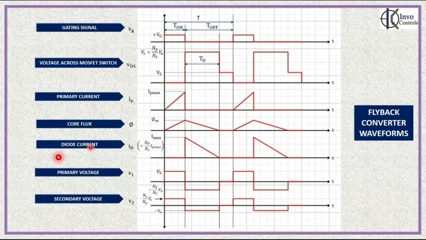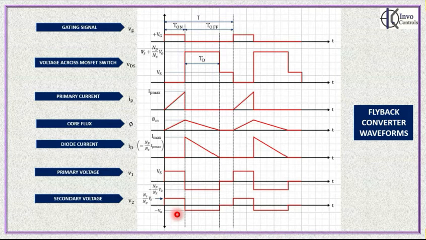If you look at the diode current, since the diode is in the off state, the diode current during the T on interval is 0. The primary voltage has a value Vs, the supply voltage. We have already said because the MOSFET switch is closed, the supply voltage Vs appears across the primary winding. The secondary voltage is Ns upon Np into Vs, as has already been discussed earlier by the simple transformer equation. So these are the waveforms which you need to understand for the interval T on.